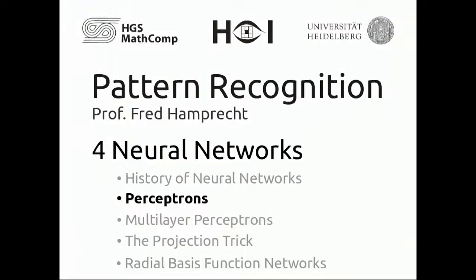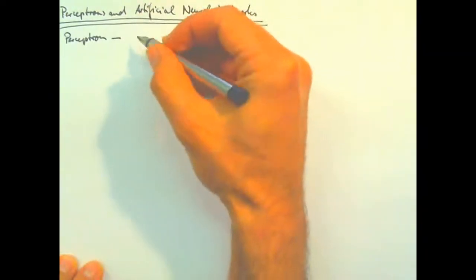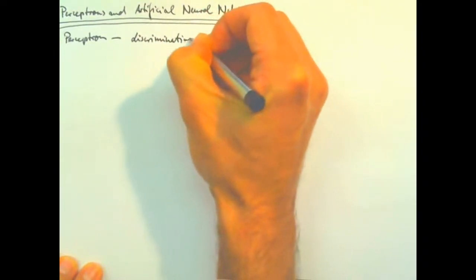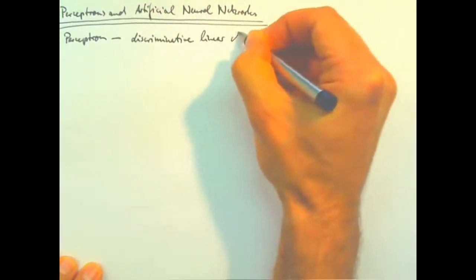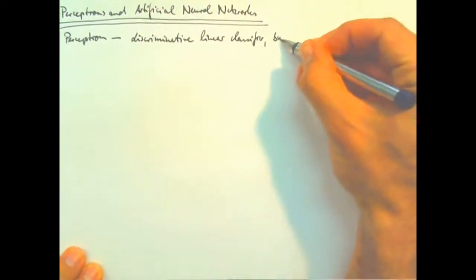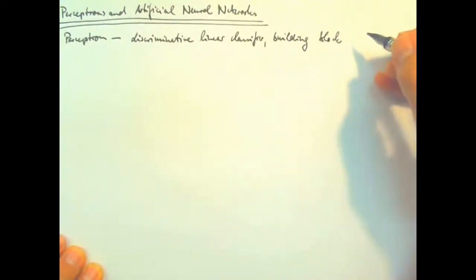Starting with their building blocks, namely the perceptron. So that's already a very nice name. Perceptron sounds almost like perception, almost like cognition. It's a good marketing name, I think. What it is really, it's a discriminative linear classifier. And it is important for our context here. It is a building block for neural networks.